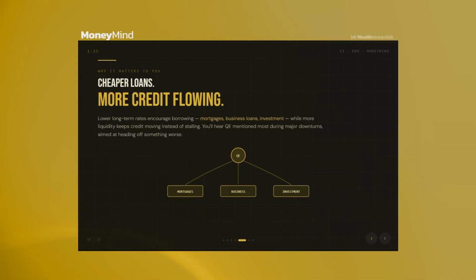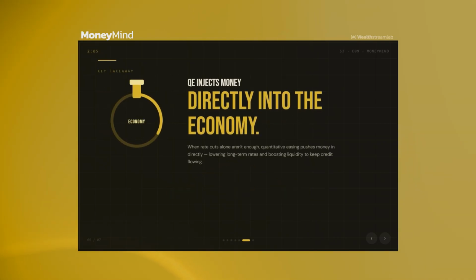Quantitative easing is a central bank's way of injecting money directly into the economy when interest rate cuts alone aren't enough, lowering long-term rates and boosting liquidity to keep credit flowing. That's quantitative easing. One tool, big impact.